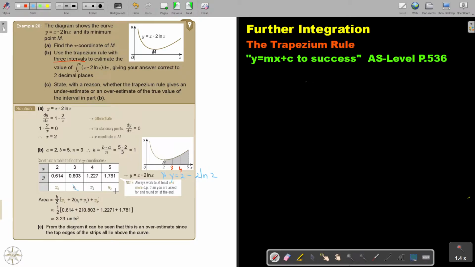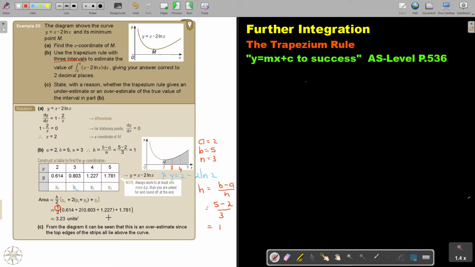Okay, to get, don't forget, I can quickly show you here. The value of A is 2. The value of B is 5. And how many intervals are there? 1, 2, 3. And then to get h, it's going to be B minus A divided by N. So 5 minus 2 over 3. So this is 3 over 3. And then it's going to be 1. And there is h. So it's 1 over 2.